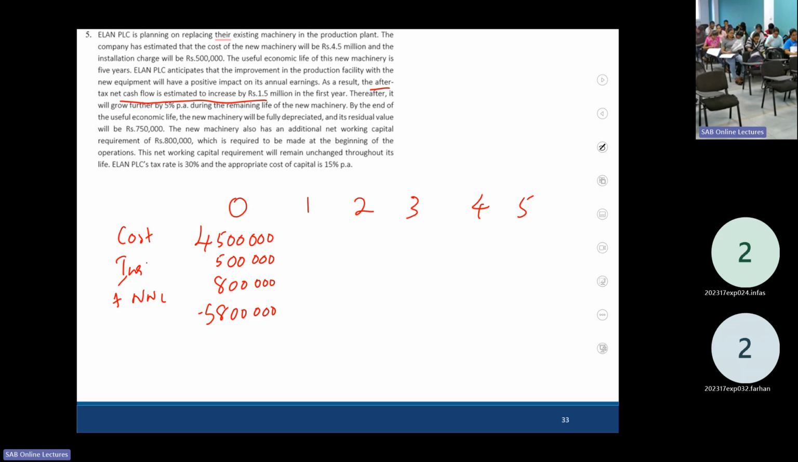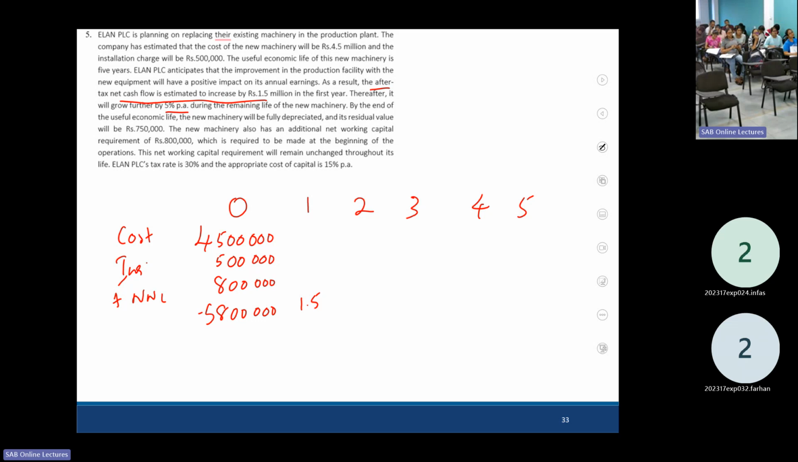So after tax net cash flow is 1.5 million, but this is increasing. Thereafter, it will grow by 5% per annum during the remaining life of the new machine. So this 1.5 is increasing by 5%. This is after tax net cash flow, with inflow and outflow adjusted, tax adjusted, depreciation adjusted. This is after tax net operating cash flow, not the profit.